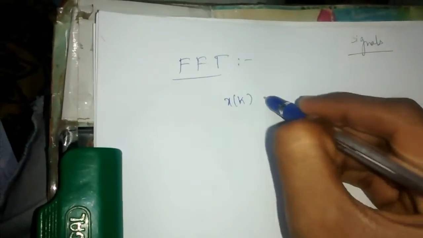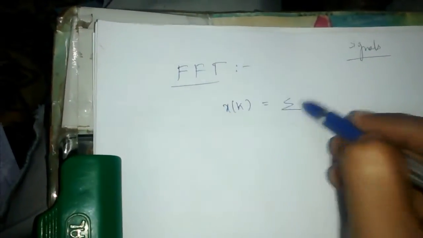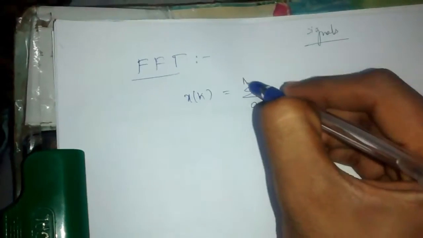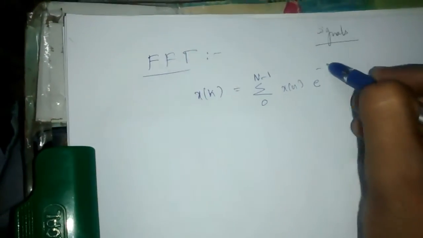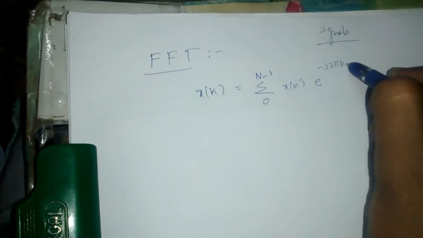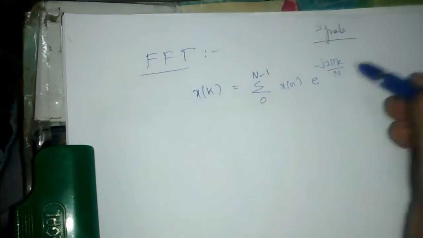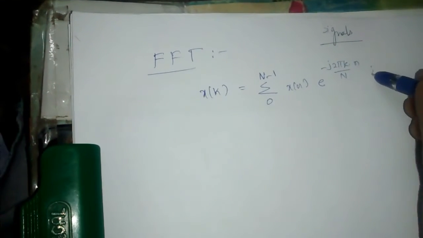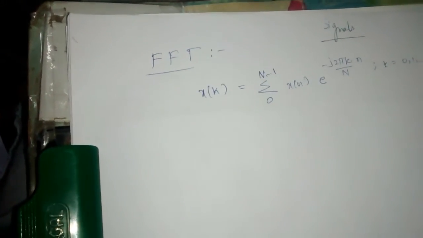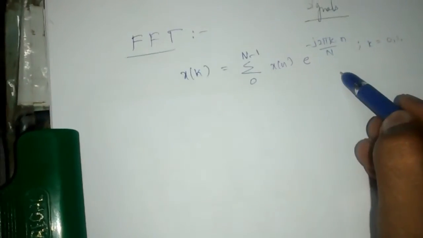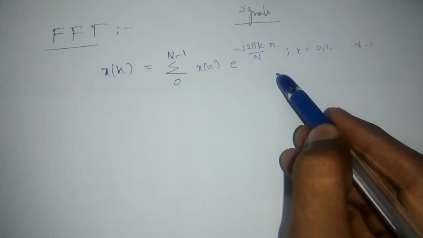So whenever we consider a discrete Fourier transform, it is denoted by X(k) equal to summation n = 0 to N minus 1 of x(n) e power minus j 2 pi k n by capital N, for k equal to 0, 1 up to N minus 1 samples. So this is how we define discrete Fourier transform.